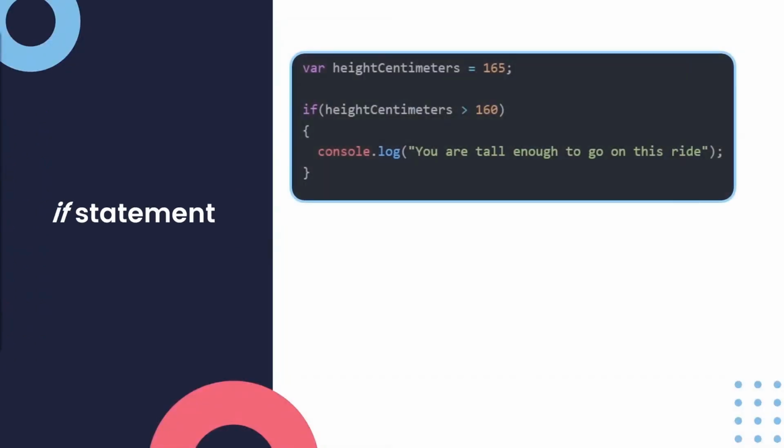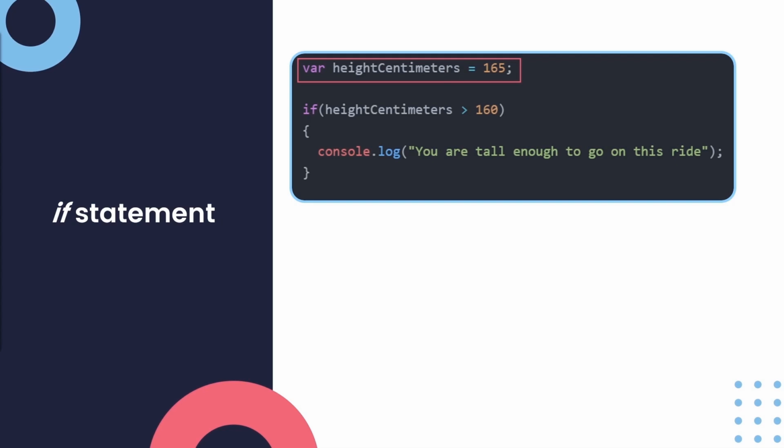Now here is a typical example of how we can actually use the if statement in code. Before we jump into the code, let's build a quick scenario. Let's, for argument's sake, say that you would like to go on a roller coaster ride, but to actually go on the ride, you need to be at least a specific height. So in our code, we create a variable called height centimeters, and this just holds a value of 165.